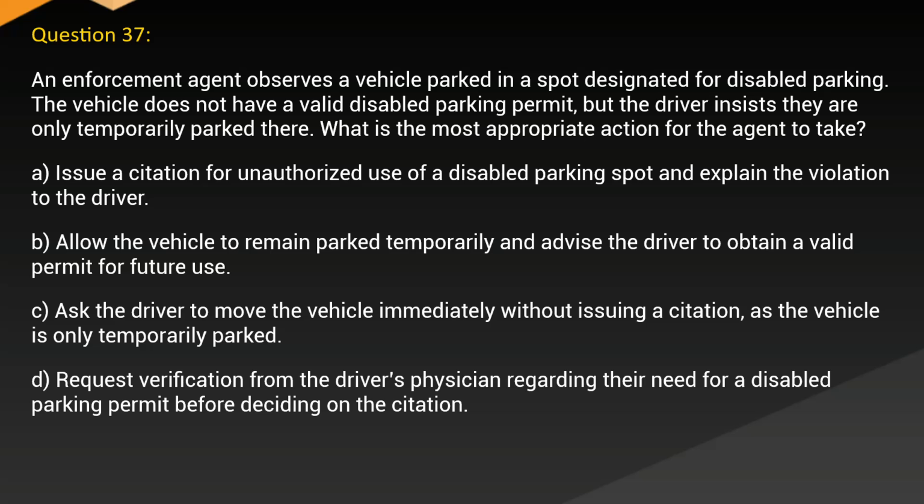A, issue a citation for unauthorized use of a disabled parking spot and explain the violation to the driver. B, allow the vehicle to remain parked temporarily and advise the driver to obtain a valid permit for future use. C, ask the driver to move the vehicle immediately without issuing a citation as the vehicle is only temporarily parked. D, request verification from the driver's physician regarding their need for a disabled parking permit before deciding on the citation.